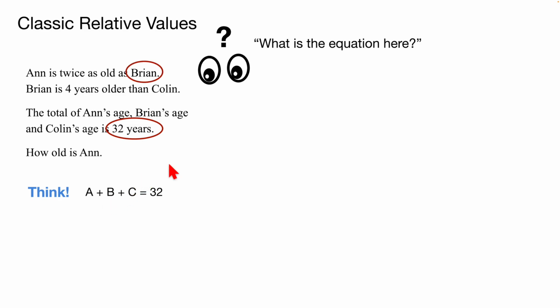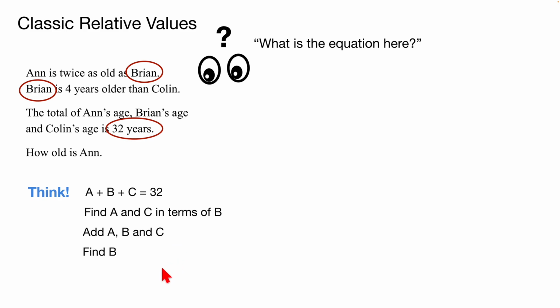We then look for other equations, and I notice that Brian is mentioned in the first two sentences. So I think Brian is going to be key, and I'm going to try to find A and C in terms of B. Then I can add up A, B and C, and I can find what B is, and hence I can find what everything else is. Right, let's see how that works.